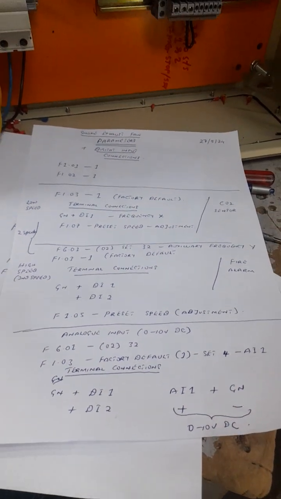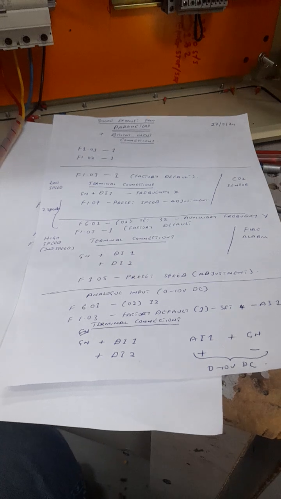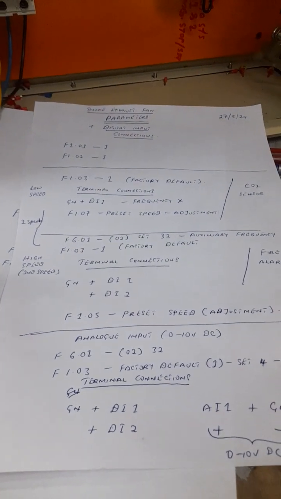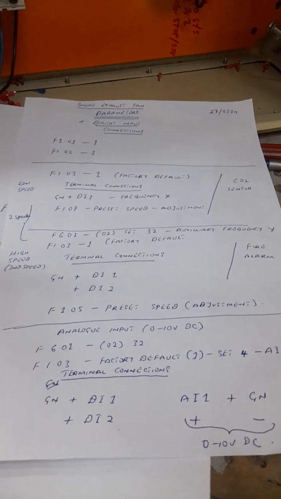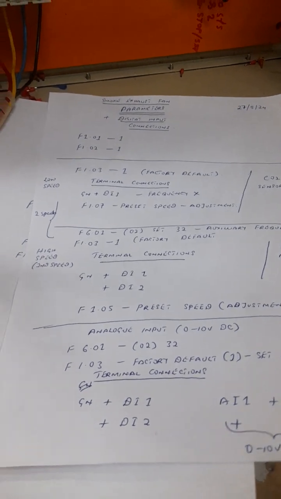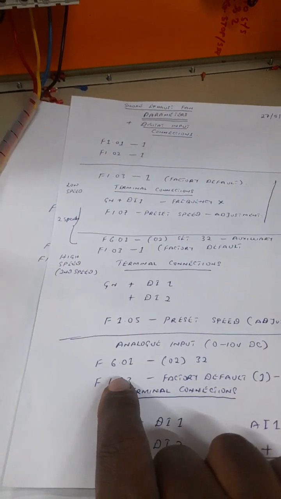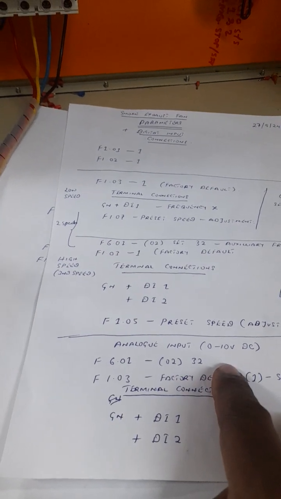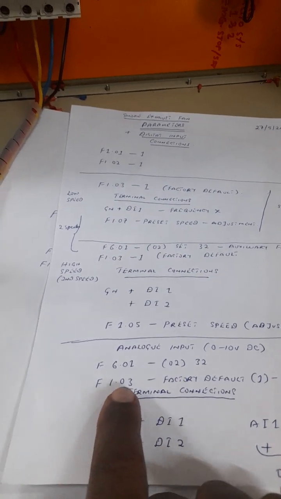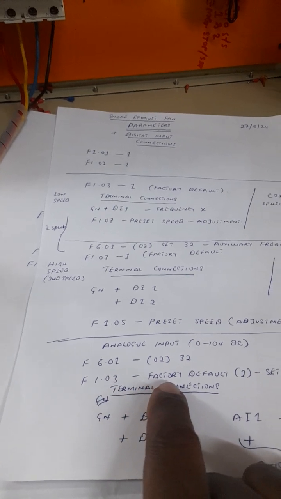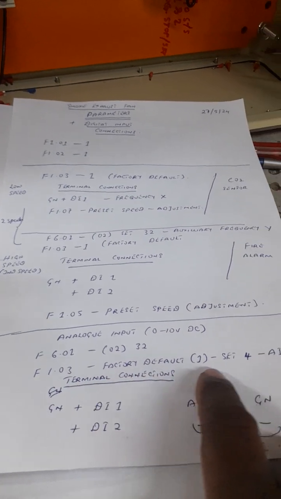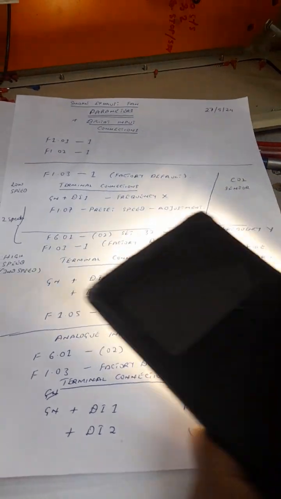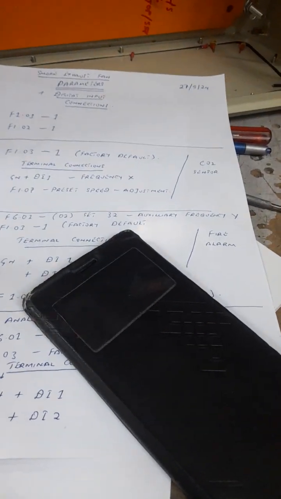So in case you want to run from analog input 0 to 10 volts, what do you do? Same: F6.01 should remain at 32, but F1.03 you should set at 4. Let me show you here from the book.